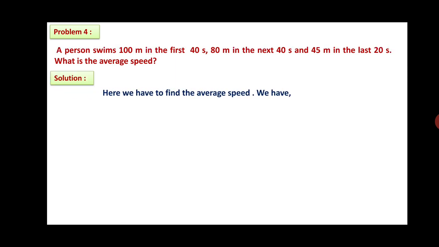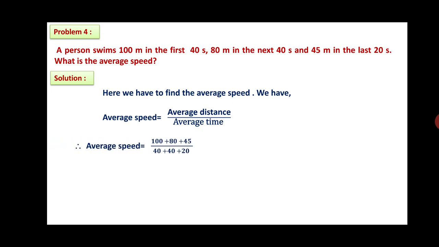Again we have to use the same as previous one. Here we have to find the average speed. We know average speed is equal to total distance upon total time. So distances are 100 plus 80 plus 45 divided by time, which is 40 plus 40 plus 20.